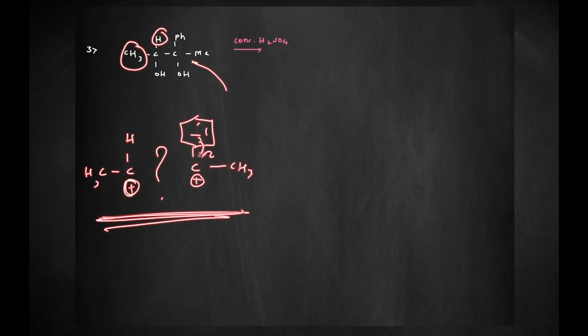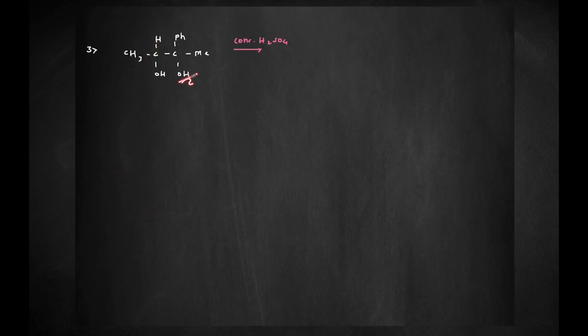This is resonance stabilized carbocation. So this particular carbocation is more stable. So first protonation will occur at this particular position. Okay, I hope now it is very clear to you. That's why we are taking more examples so that you can understand these things easily, and these are very important questions.